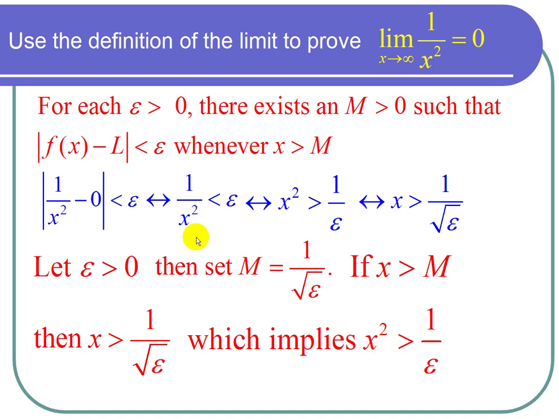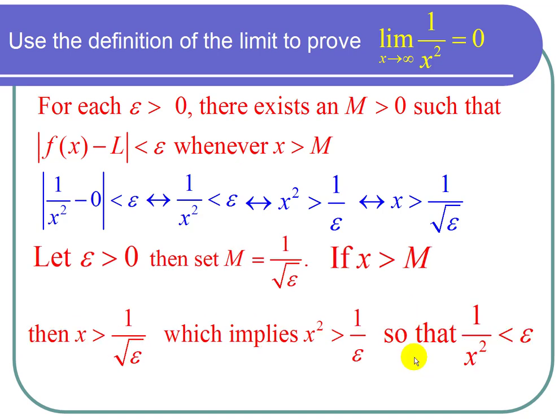And then just realize 1 over x squared is the same as 1 over x squared minus 0 in absolute values. And that is absolute value of f of x minus 0 is less than epsilon. And we've proven the limit is 0.